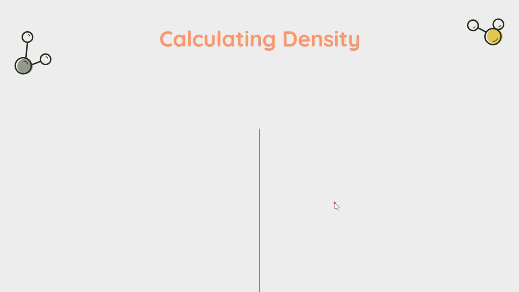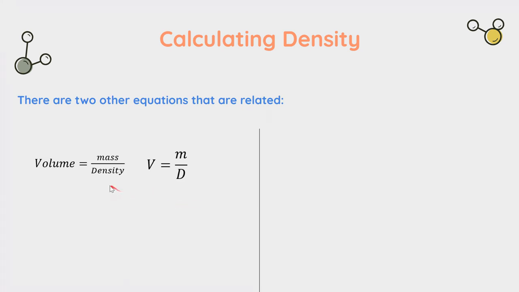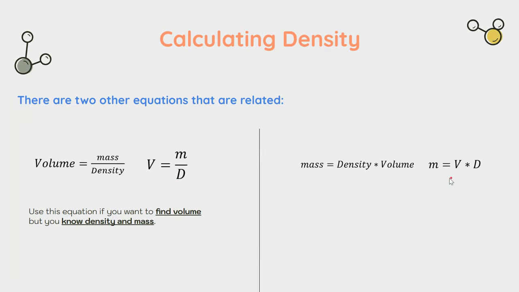There are two other equations we might use. One equation is seen on the left here, and that is that volume equals mass divided by density, or V equals m over d. We use this equation if we want to find volume, but we know density and mass. And our other equation is mass equals density times volume, or m equals v times d. And we use this equation if we want to find the mass of an object, but we know its density and volume.